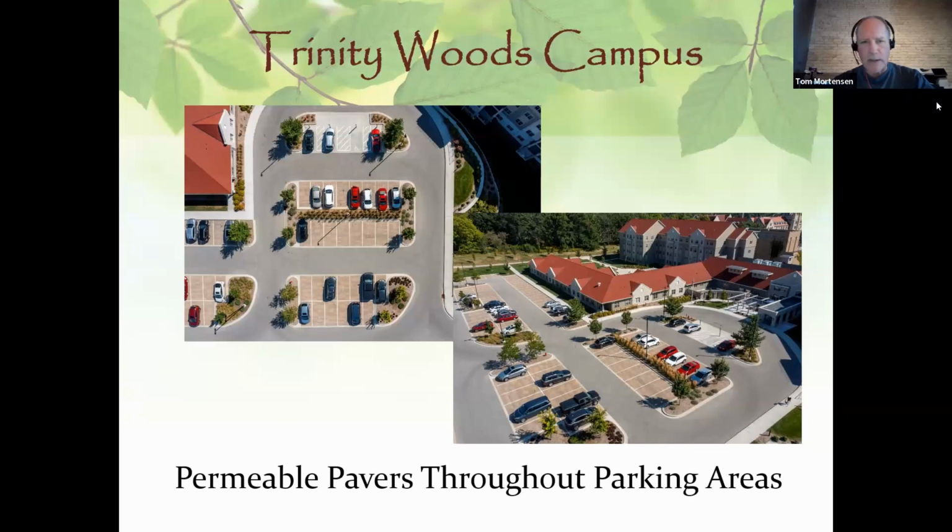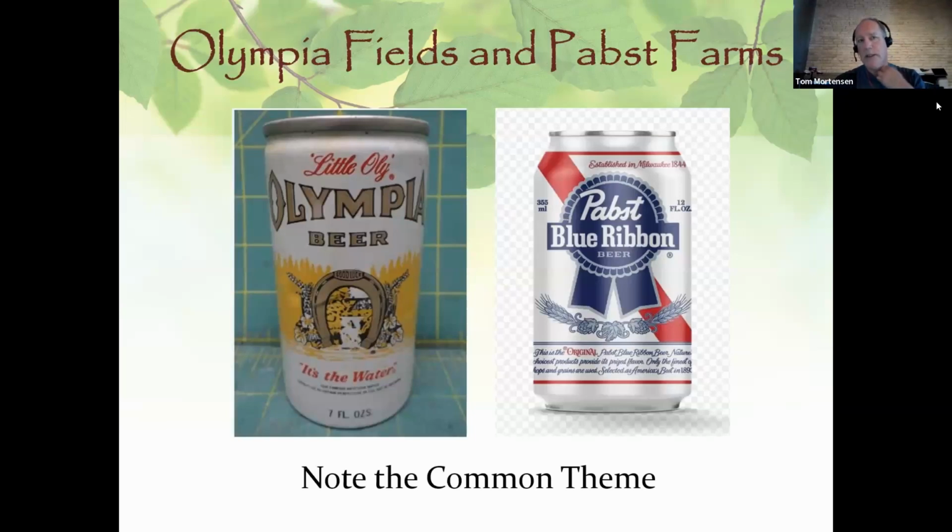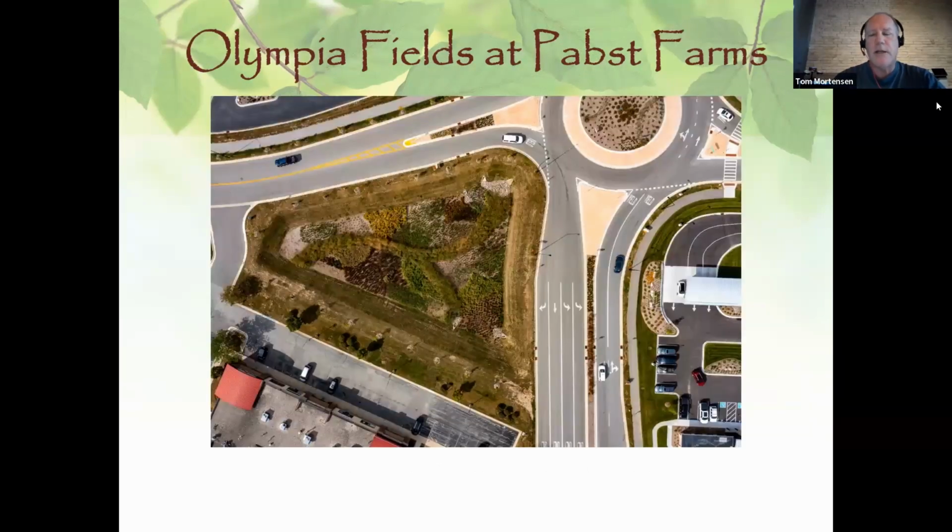So there's a little bit of an awareness that needs to be created there when you're talking about these systems. But again, this was $1.3 million in grant funding to get that project done. Olympia Fields and Paps Farms, that's west of Milwaukee and in Oconomowoc, and there's a common theme here being Milwaukee and the beer capital. But it's an interesting area.